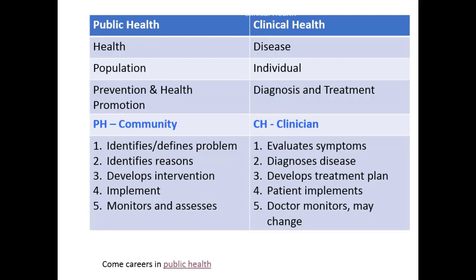In this slide, I have listed several areas where you can clearly see differences between the two. So with clinical health, we primarily think about treating disease. We go to the doctor when we don't feel well, when we're sick, or if you have a chronic condition, you'll visit your clinician to get medication or treatment. That's clinical health. Public health is focused on health. We want to keep people healthy.